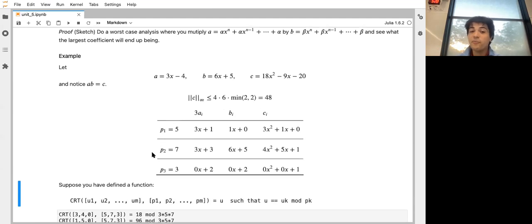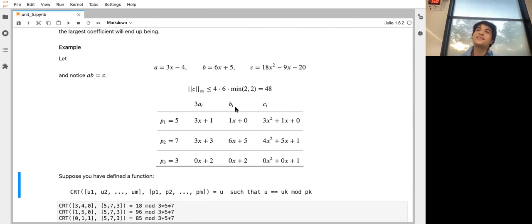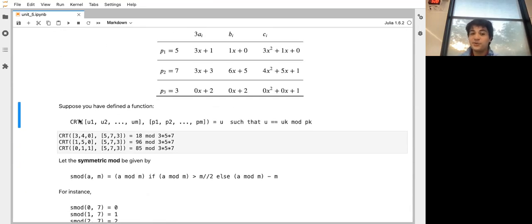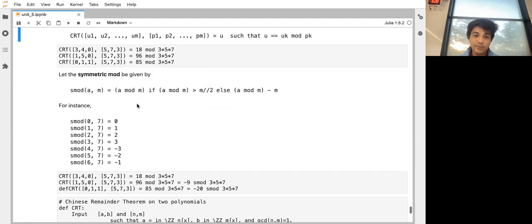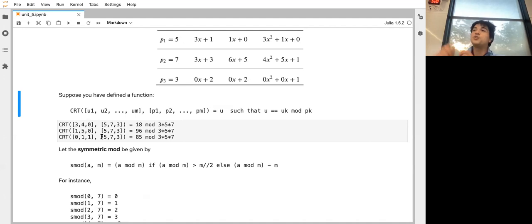Okay, so these are enough primes to ensure that once we do CRT, or Chinese remainder theorem, on these polynomials, you've actually constructed the polynomial in Z[x]. So now the question becomes, well, you've only told us how to do Chinese remainder on integers. How are we supposed to do this on polynomials? Well, what you're going to have to do is define a function. Actually, I don't think you have to define it because I did it here.